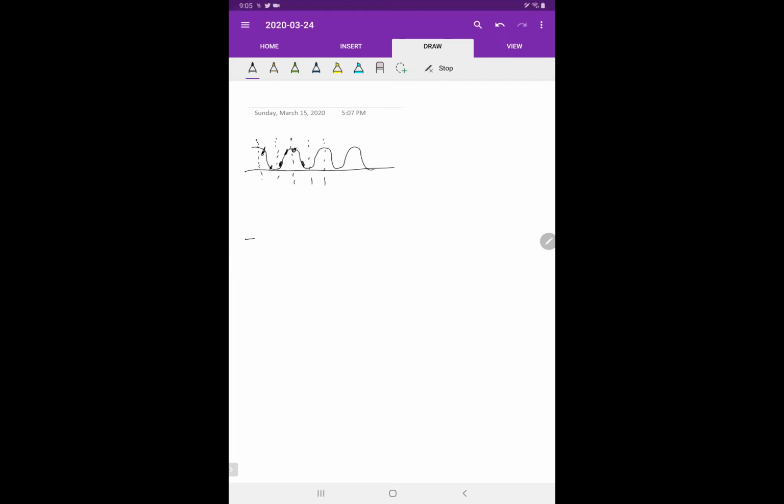Now let's consider what would happen if I made my pixel spacing somewhere between half of the peak spacing and the full peak spacing. So let me try to draw this.